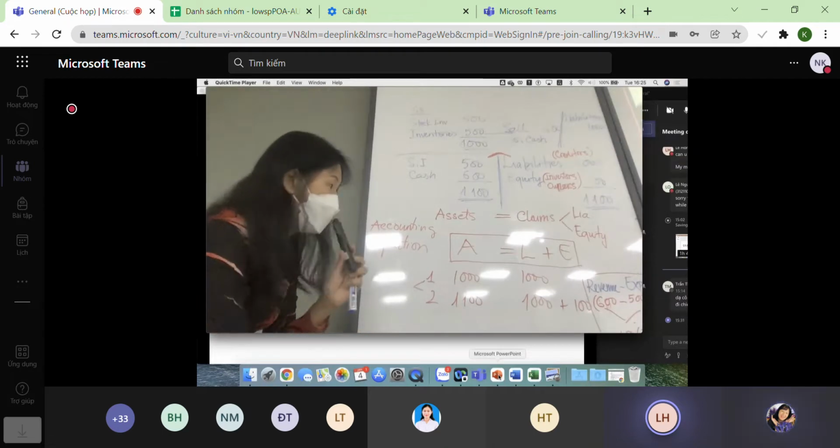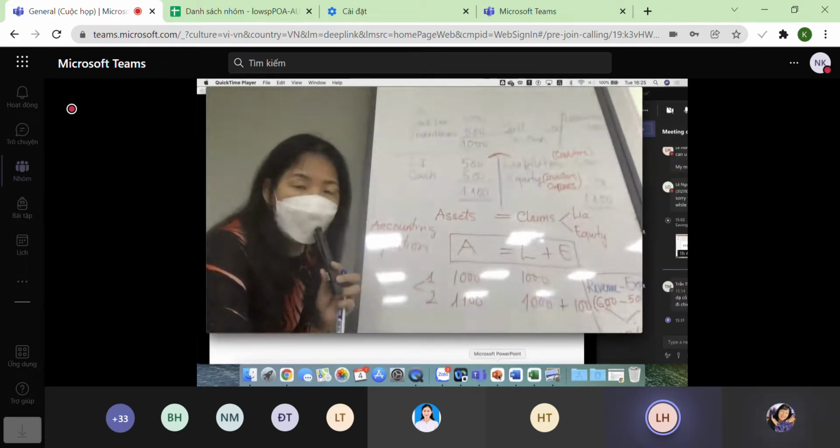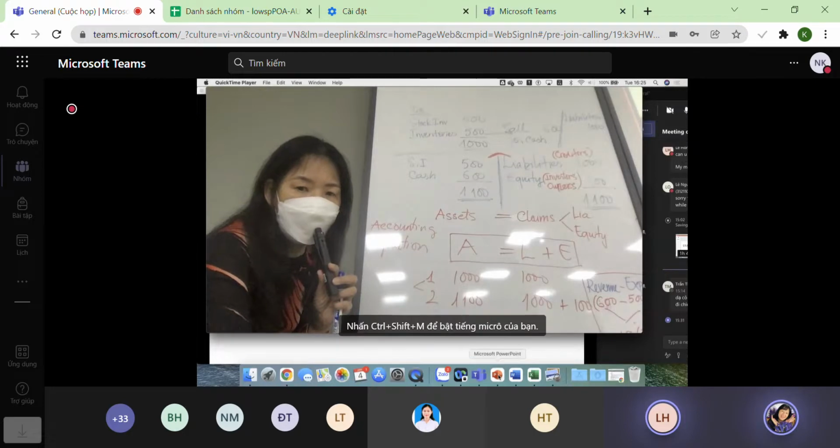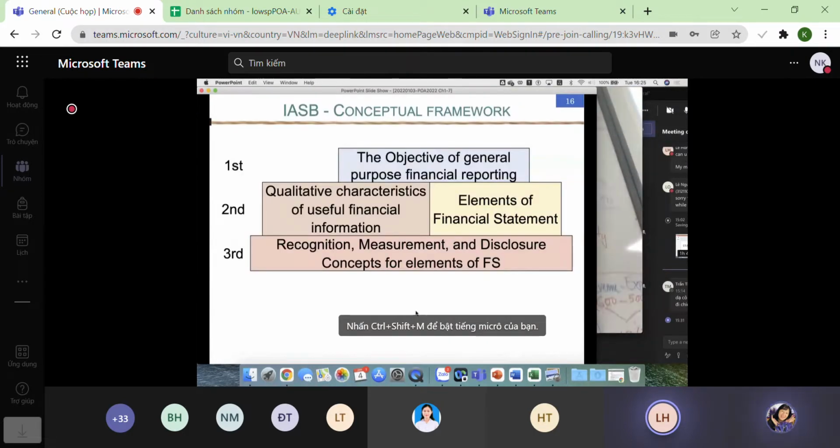Is there any question about this? No? Got that? So here we have five elements of financial statements. We will come back to this later. Okay? Don't worry.